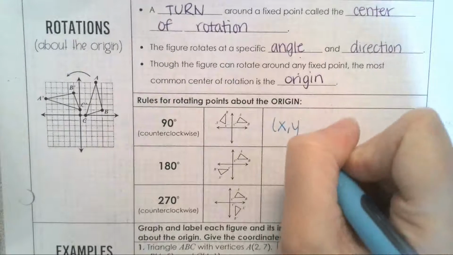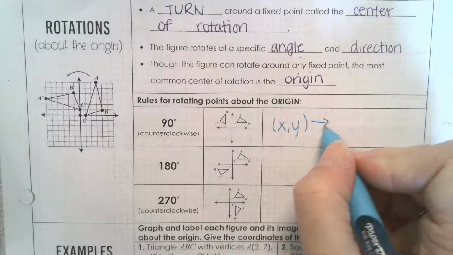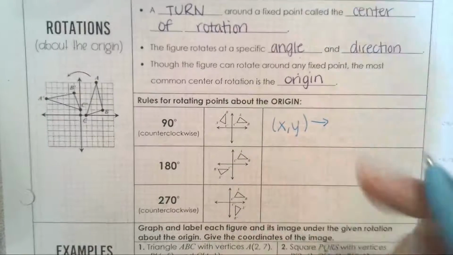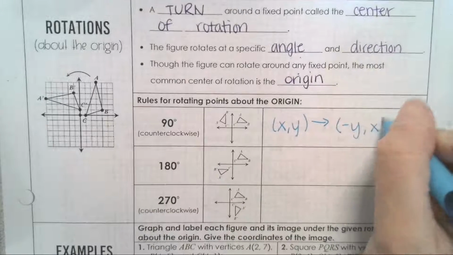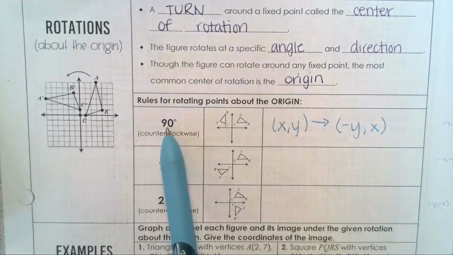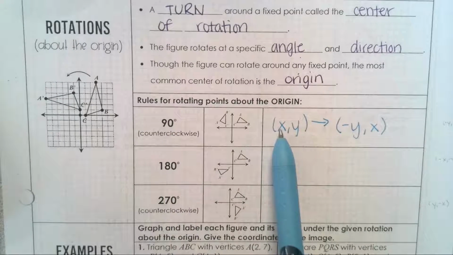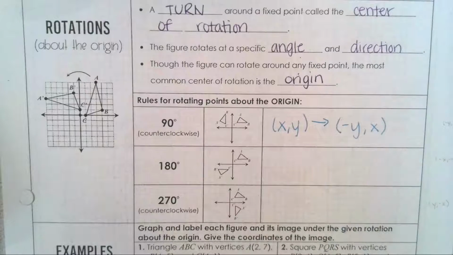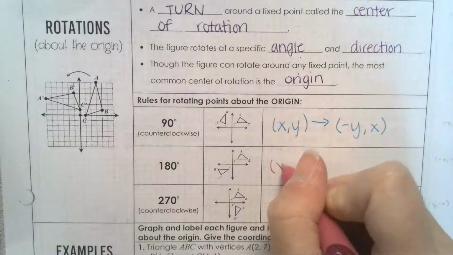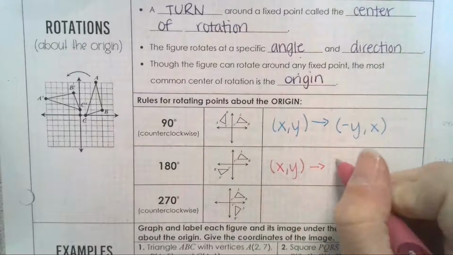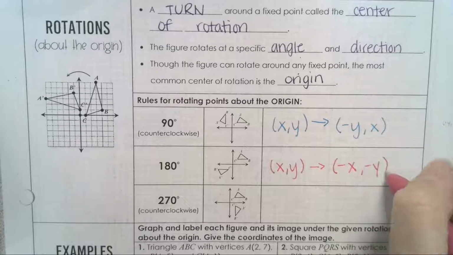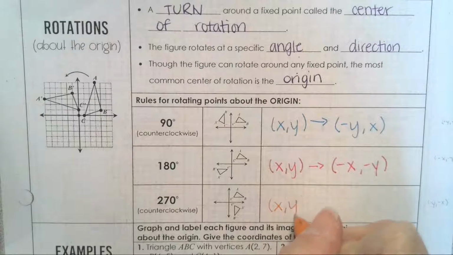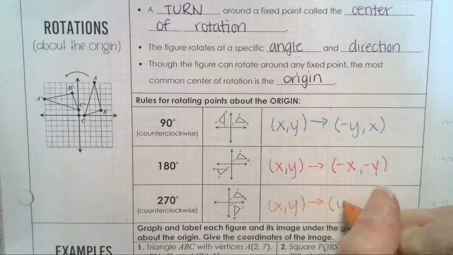So when we are rotating 90 degrees counterclockwise, that's going to take our original points, our pre-image, and send it to -y, x. So when we are performing a 90-degree rotation, a point that is at x, y will end up at -y, x. For 180 degrees, that takes x, y to -x, -y. And then for 270 degrees, that's going to take x, y to y, -x.